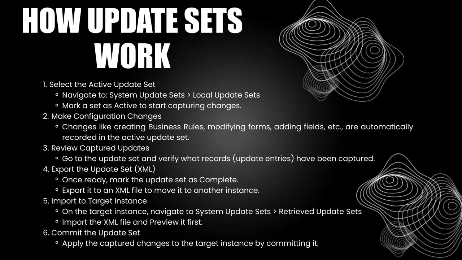Let's start by selecting the active update set. To do this, navigate to System Update Sets and then to Local Update Sets. Once there, you'll want to mark a set as active. This is a crucial step because it tells the system to start capturing any changes you make.